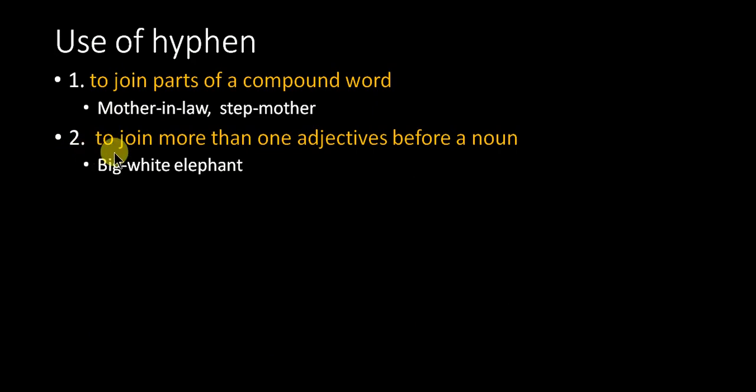The next usage is to join more than one adjective before a noun. Just like good boy, bad boy, tall boy, small boy. Boy is the noun, and tall, small are the adjectives. So if we use more than one adjective before a noun, just like in this example, big white elephant, where elephant is the noun, there are more than one adjective, big and white, so we will join them with the help of hyphens. Understand it, students?